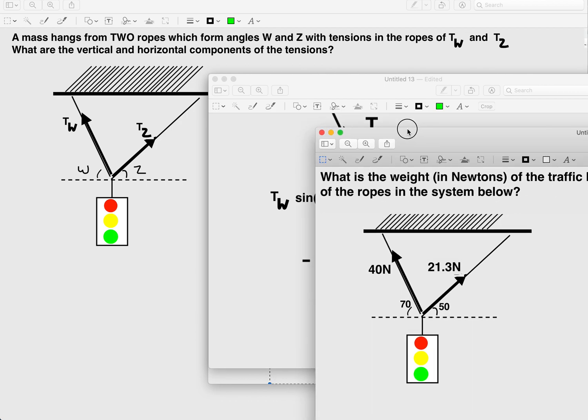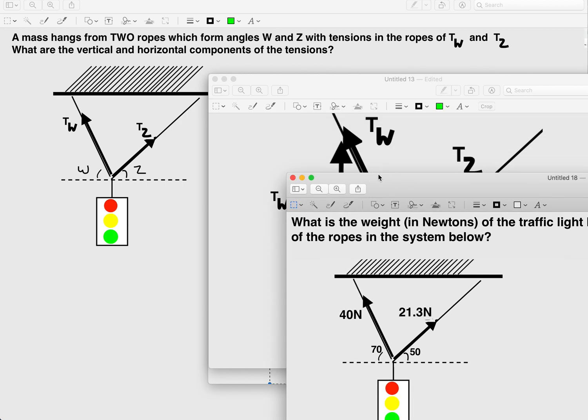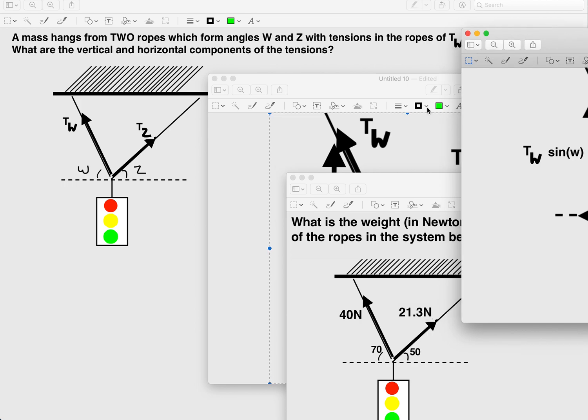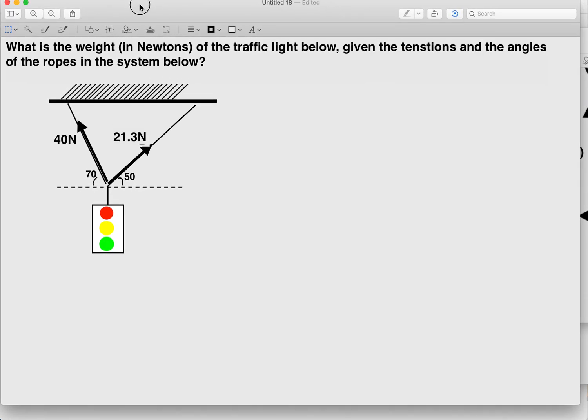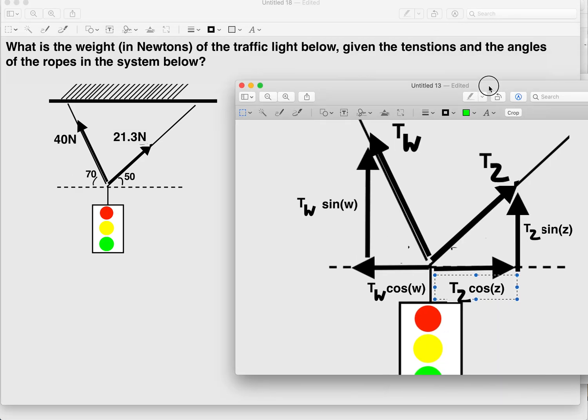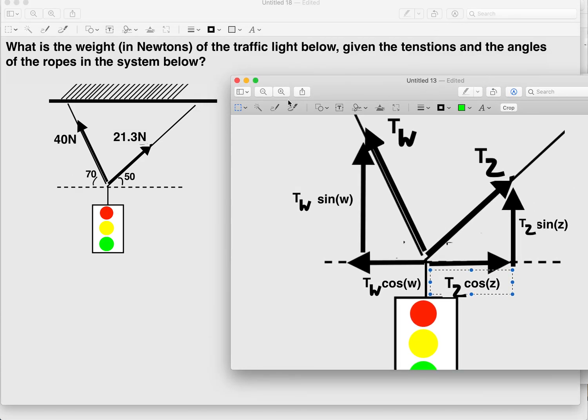So here is the question. Actually, let me take this and move it away. Here's the question we're going to answer. What is the weight in newtons of this traffic light given the tensions and the angles of the ropes in the system? So this tension is 40 newtons, this tension is 21.3 newtons, and we have these angles of 70 and 50.